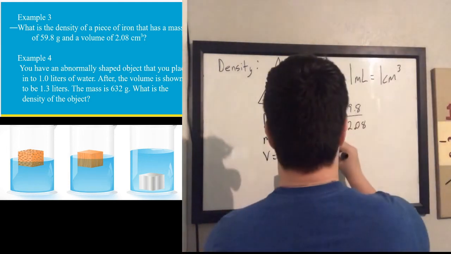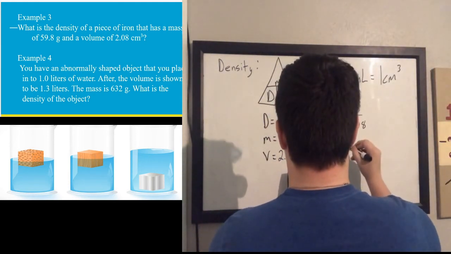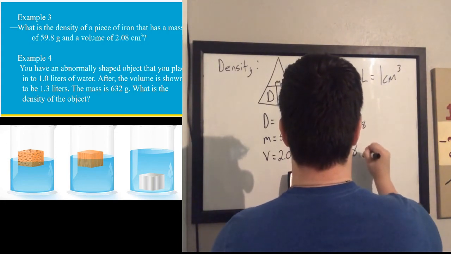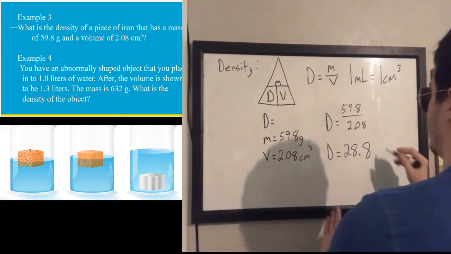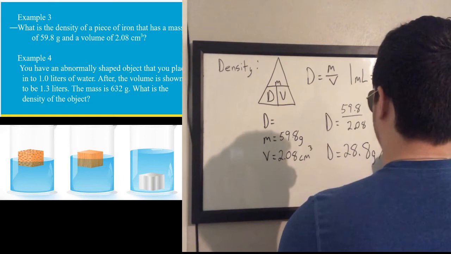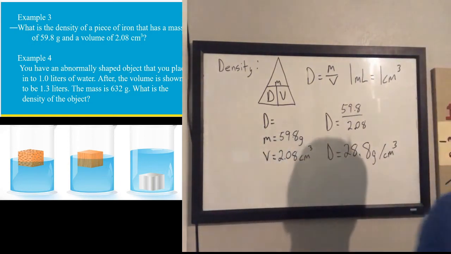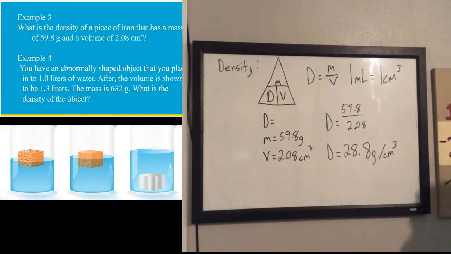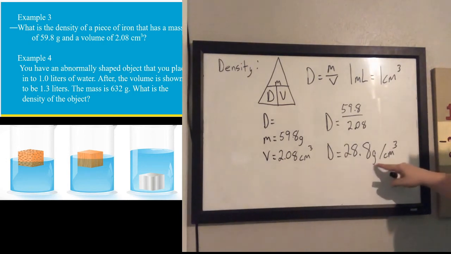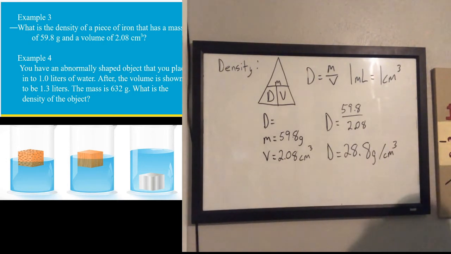And so our density is equal to 28.8. And this is grams per cubic centimeter. Pay attention to those units with density. Remember, it is mass over volume, therefore your units will indicate as such as well.